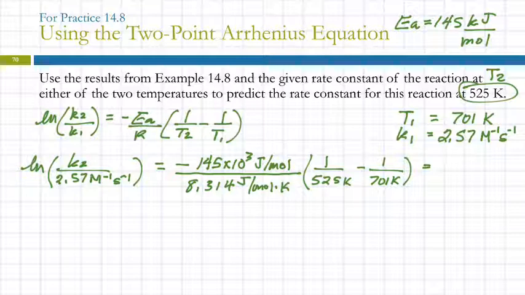So negative 145 EE3 divided by 8.314 times, and I'm going to use parentheses, open parentheses, 1 divided by 525 minus 1 divided by 701, close parentheses. And this is giving me negative 8.3405 and some other stuff. All these units canceled out. Any questions so far?